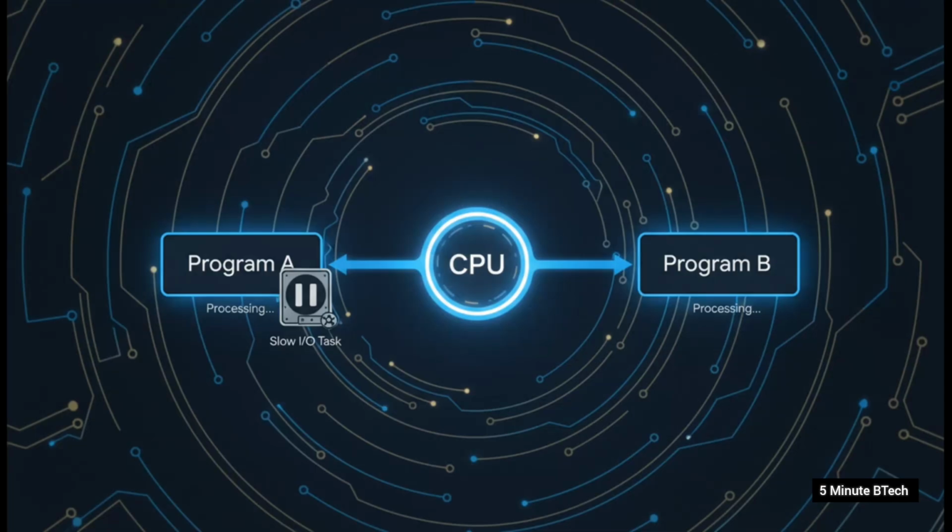And here's where the magic happens. When Program A needs to do something slow, like read a file from the disk, the OS doesn't just sit there and wait. Nope. It instantly pauses Program A and gives the CPU to Program B. This constant, super fast switching is what lets your computer run a browser, music, and a bunch of other apps all at once. It dramatically boosts the whole system's performance.